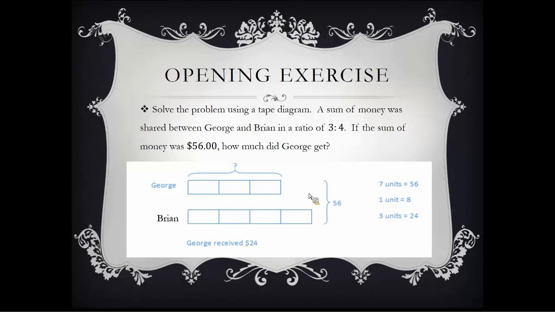If that's true, then using and simplifying that ratio, we can find how much it is for 1 unit. It would be $8. So next, after we find it per unit, we look at George. George has 3 of those units, so he has 3 $8 sections, so he has a total of $24. We take the 3 units, multiply it to 8, we get $24.